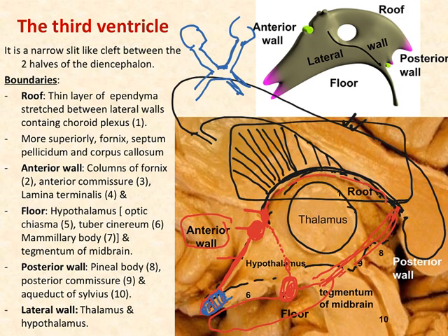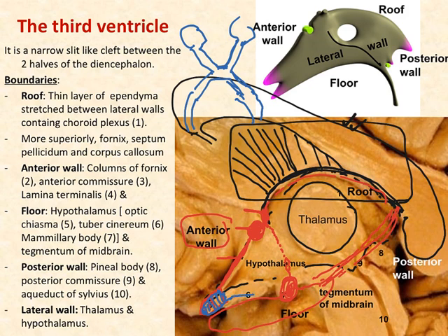And then we have the optic tracts. The optic tracts are moving posterior to join the thalamus in the lateral geniculate body. This is the pathway of the vision. Okay, so the optic chiasma is forming part of the floor of the third ventricle.